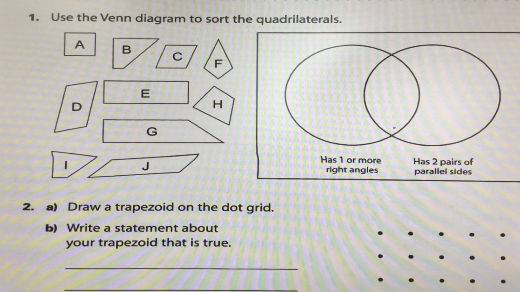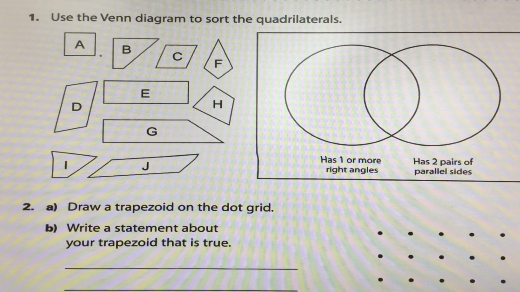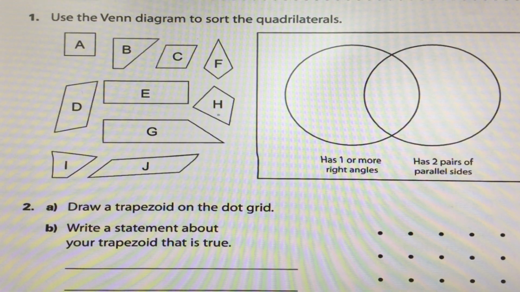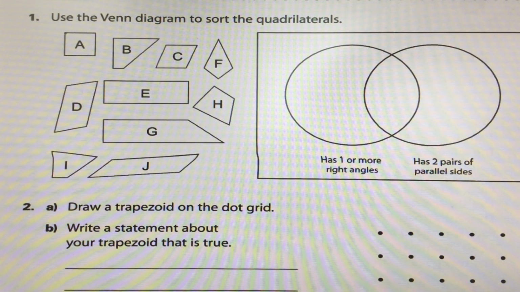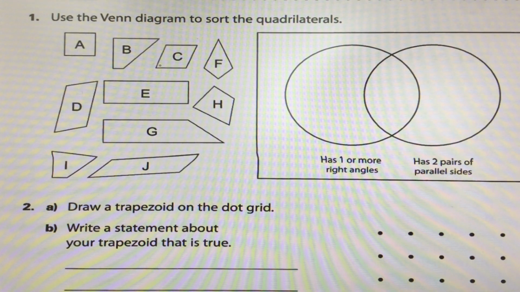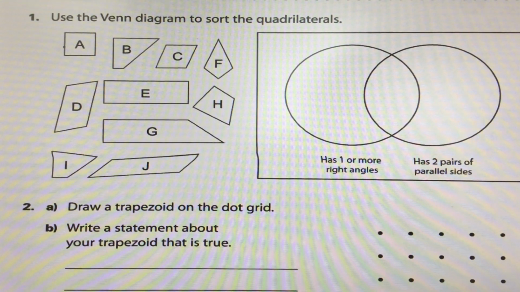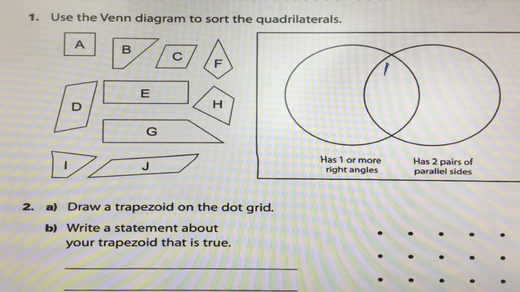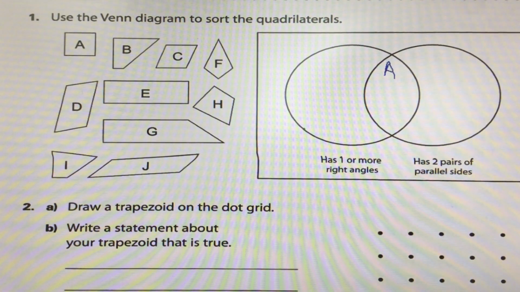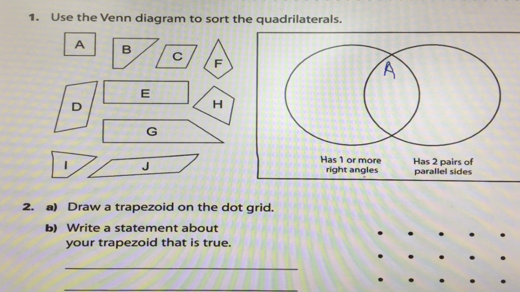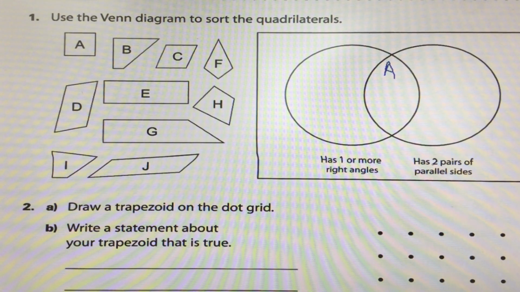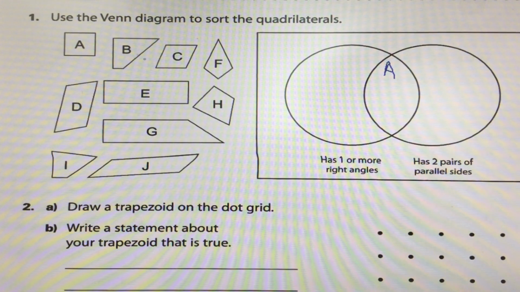So let's take a look at A first. A is a square, and we're looking at one or more right angles. Does it have one or more right angles? Well, yes, it has 1, 2, 3, 4. It has 4 right angles, so we know it goes in there. But does it also have two pairs of parallel sides? Well, the top line and the bottom line are parallel, and the right edge and the left edge are parallel. So it would actually go in here because it has one or more right angles and two pairs of parallel sides. Let's take a look at B.